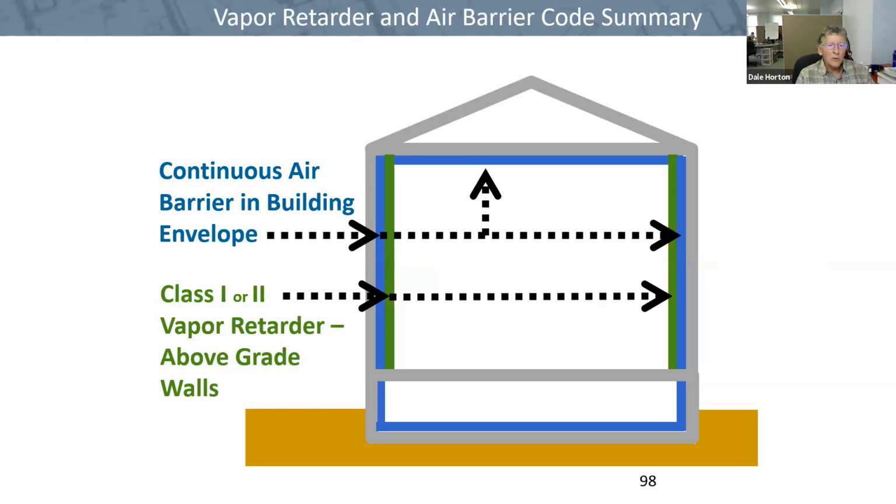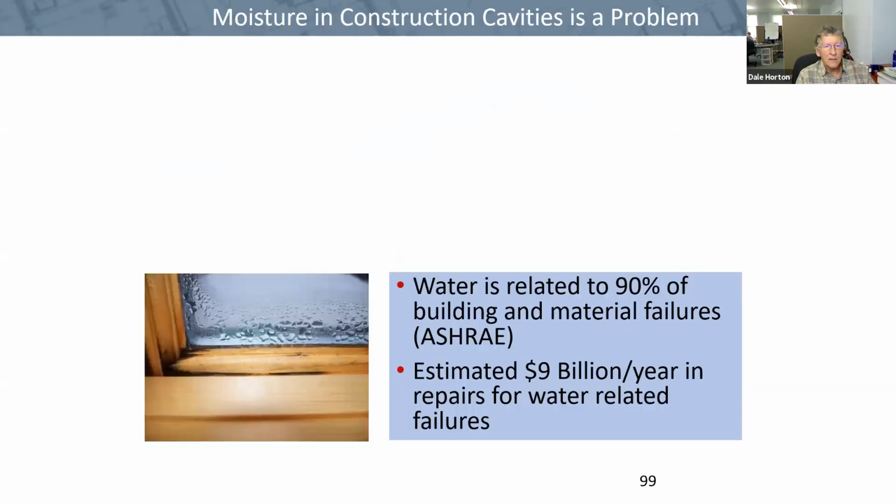The codes no longer use the term vapor barrier. We'll talk a little bit more about that. The word vapor barrier doesn't exist in either the IRC or the IECC. The continuous air barrier is addressed in the Energy Code, the IECC. The vapor retarder is addressed in the IRC. I talk about it here because I think you can hardly talk about how you construct a wall for energy efficiency and for building integrity without talking about both the vapor retarder and the air barrier.